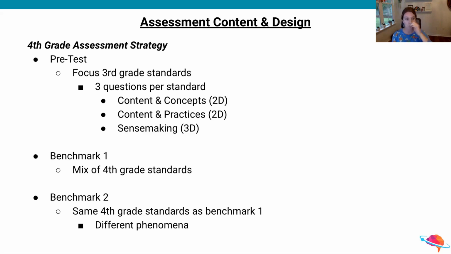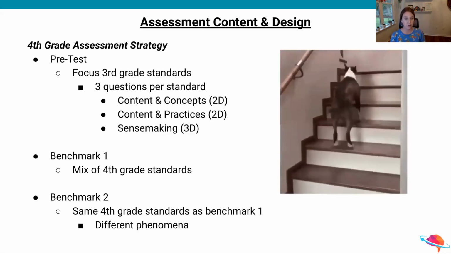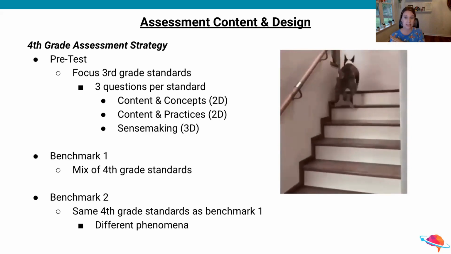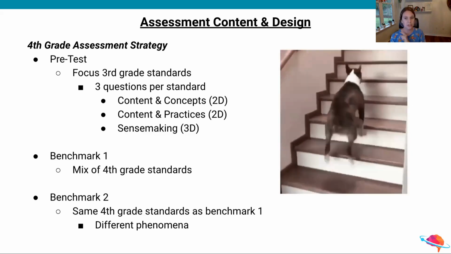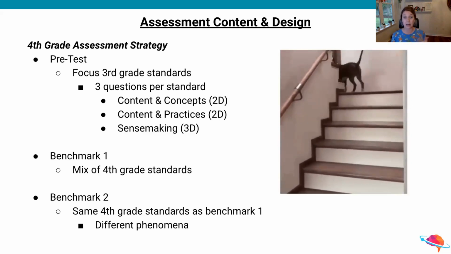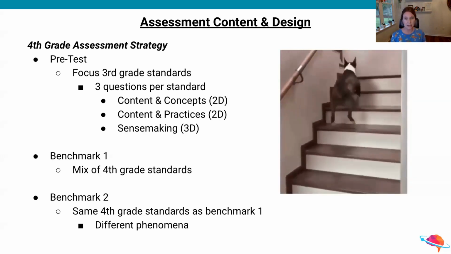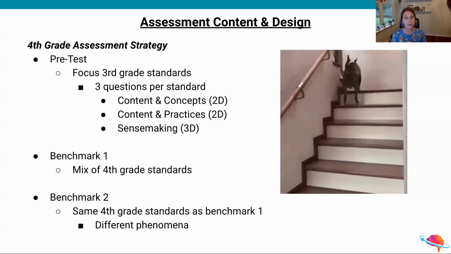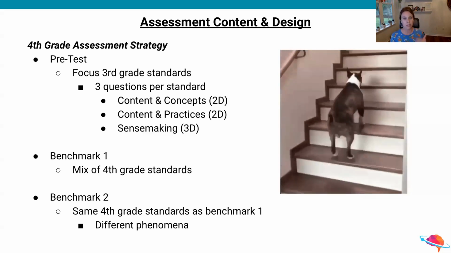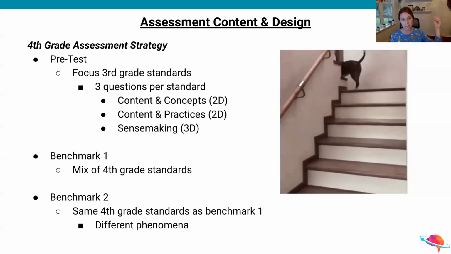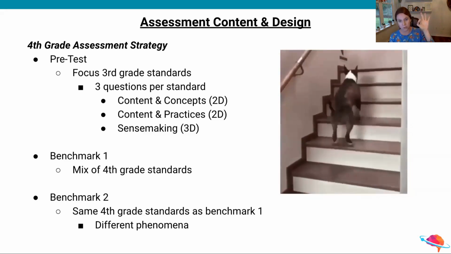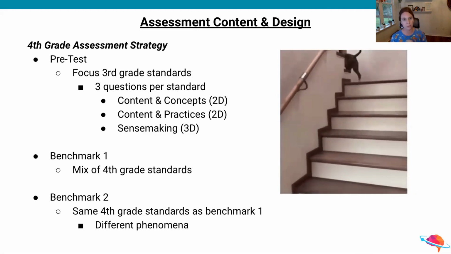So it was just really neat. They had two different benchmarks the rest of the year, a mix of fourth grade standards for benchmark one. And for benchmark two, they wanted to keep just the same fourth grade standards they had already assessed. They wanted to use some different phenomena just to see how students would respond to the same standards, but obviously in new contexts and scenarios. So just like this doggo here, they were really intentional with how they wanted to collect data at 3 different times of the year in a really low lift way, but a way to have some data points where they could look for growth between those 3 assessments.